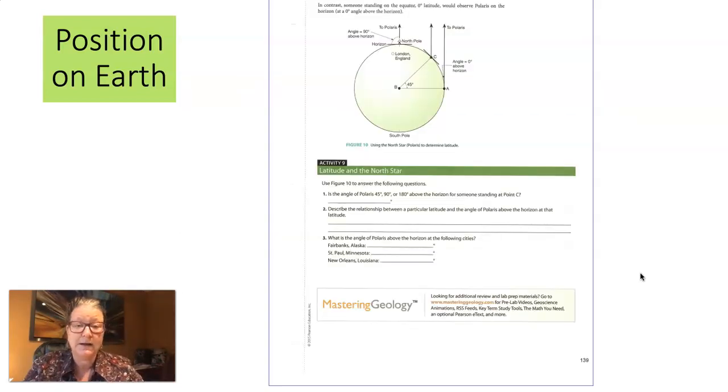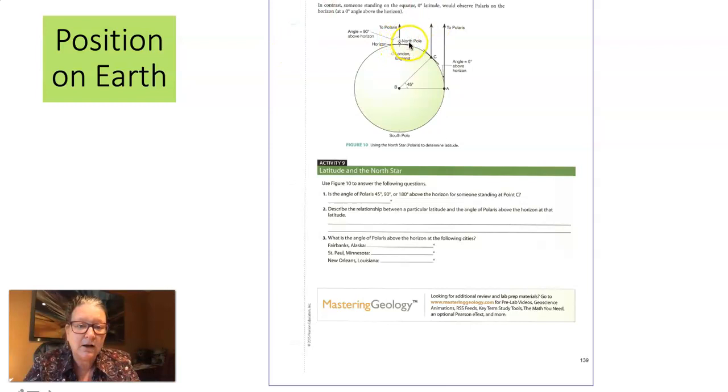So if I show you this picture, hopefully this will make sense. So here's the globe, and here's the equator, and here's the North Pole. Now Polaris is the star. It's called the North Star because it is pretty much directly over the North Pole. It's a little bit off, but if you looked straight up in the sky, if you were at the North Pole, you would see Polaris.